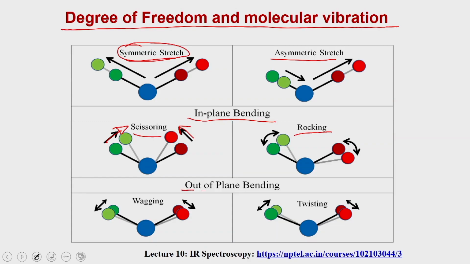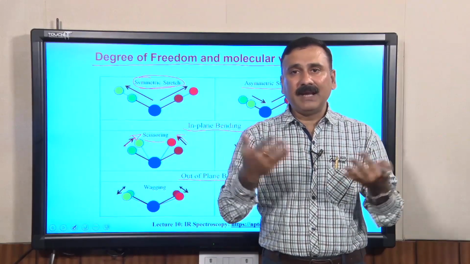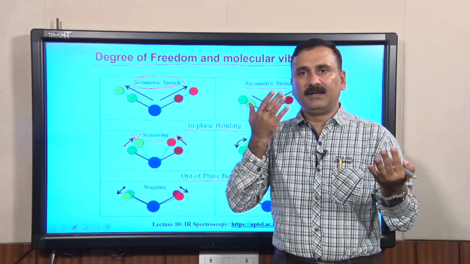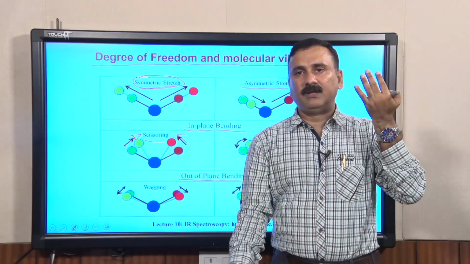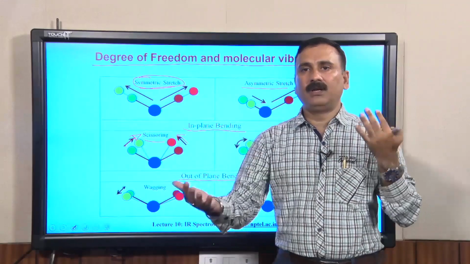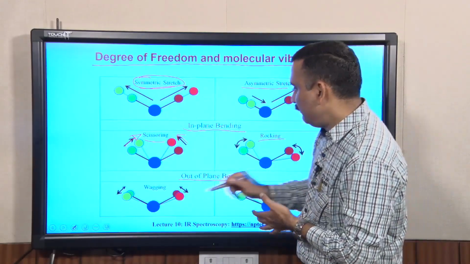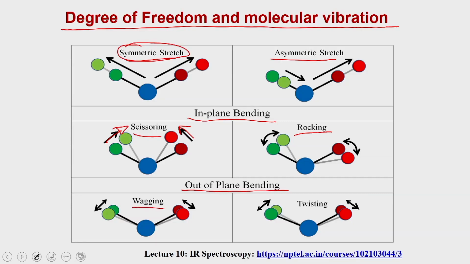And then you can have out-of-plane motion. The in-plane motion is actually happening in the same plane. In the out-of-plane motion, one is in the upward direction while the other one is in the lower direction. In that you have two different types of motions: one is called wagging motion, the other one is called twisting motion.